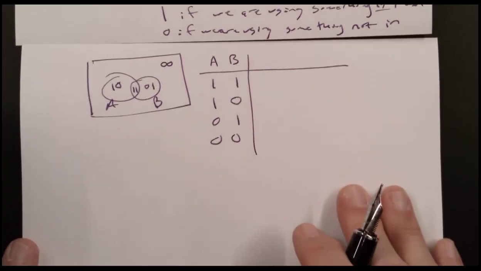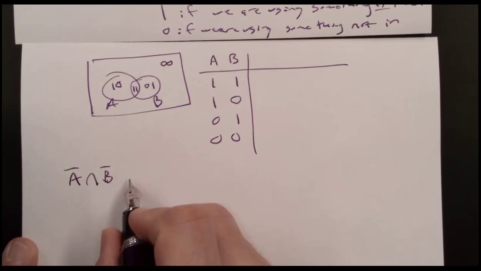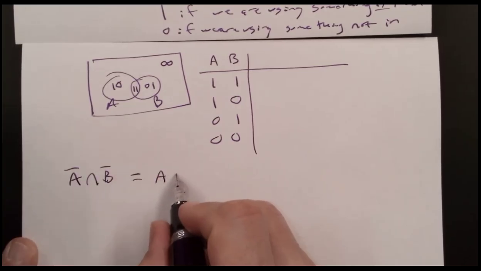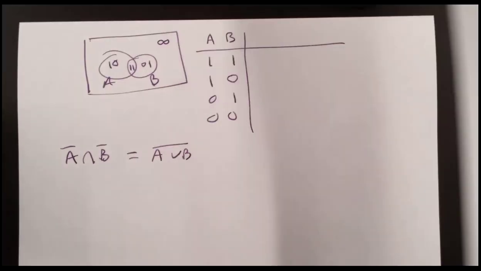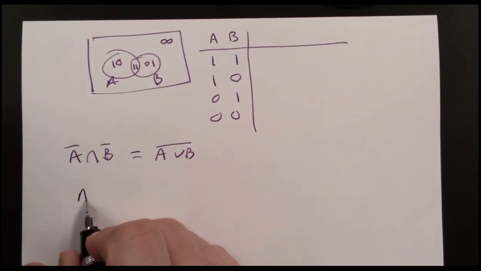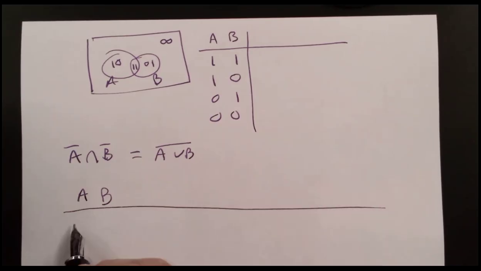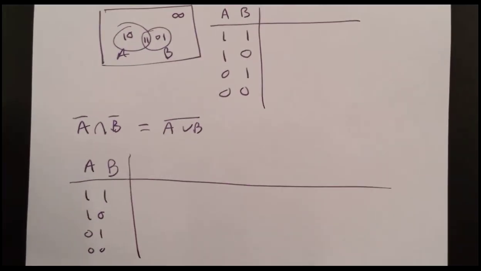So we were trying to prove that A complement intersect B complement is equal to A union B complement. I'm going to build the left-hand side and the right-hand side one at a time. So I have A, B, 1, 1, 1, 0, 0, 1, 0, 0. So I start every one of these just like a truth table. Now, do you want to do the left side first or the right side first?